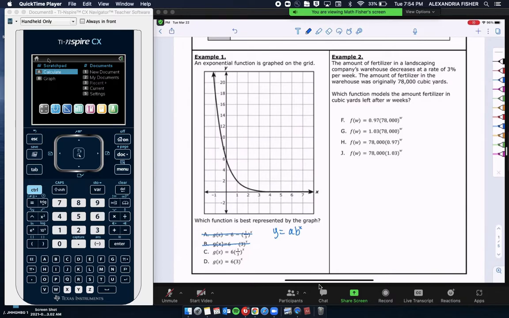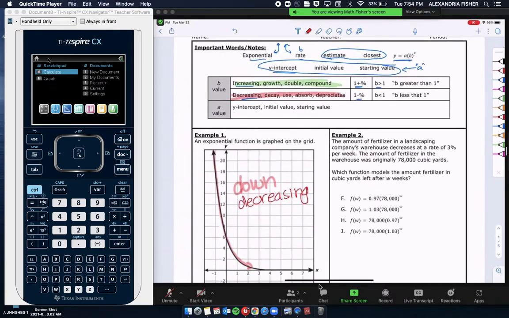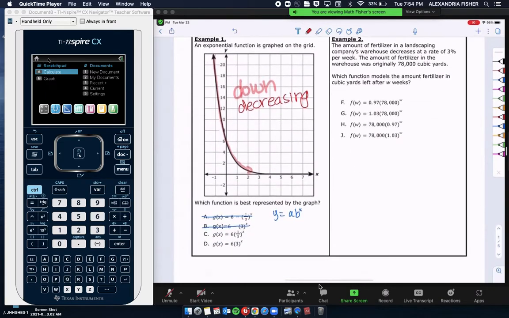So then there's two ways you can do this. If you're looking at this graph from left to right and you trace it, it's going down. It's going down. So it's decreasing. Decreasing. We know if it's decreasing, our b value is less than 1. So looking at our b values, 1 over 3 and 3, the only one less than 1, because this is greater than 1, is C.